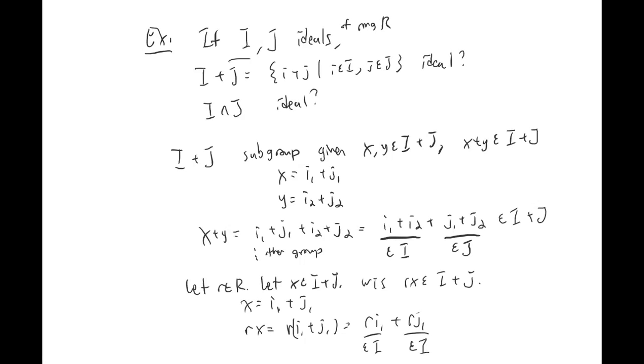Same thing here. This is in J, sorry, because J is an ideal. So this is in I plus J. So this is an ideal. Everyone clear on this? Hopefully by now you understand the definition. Everyone clear? Yes? No?